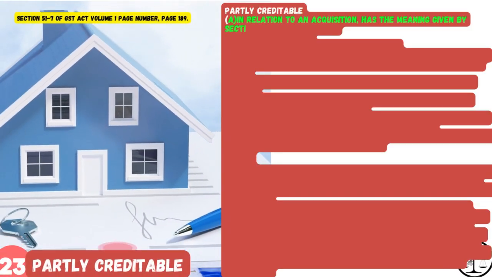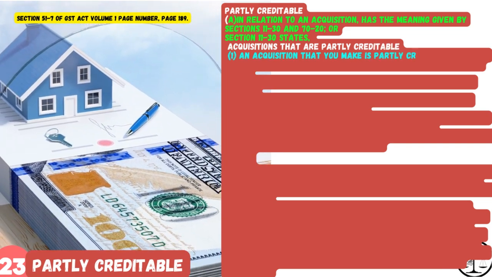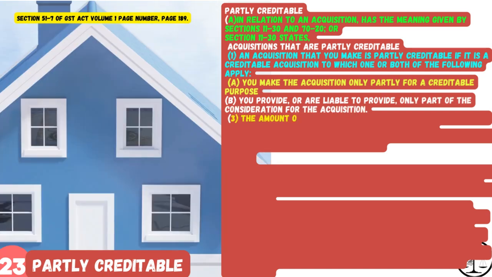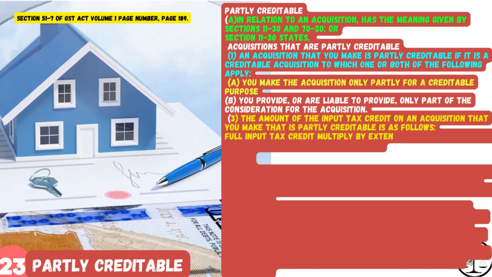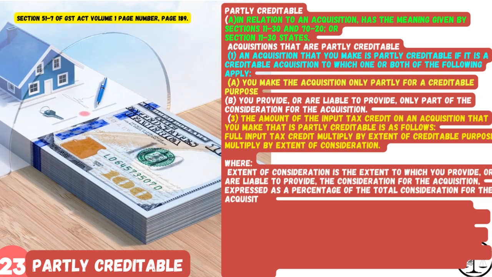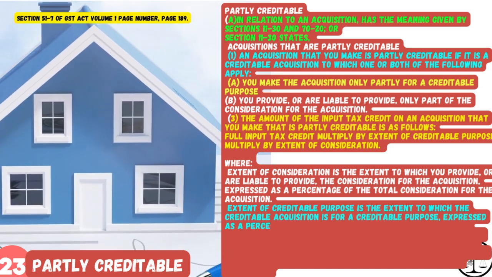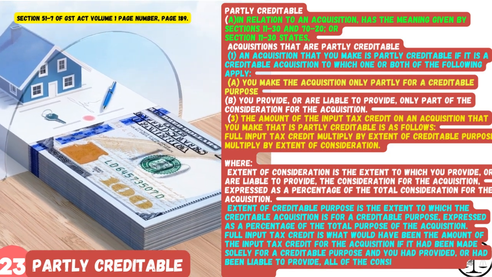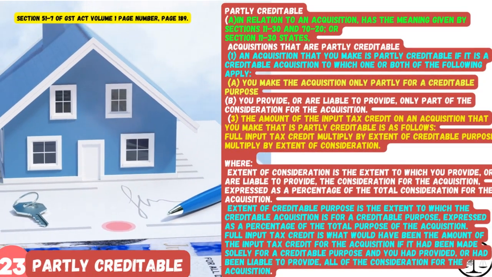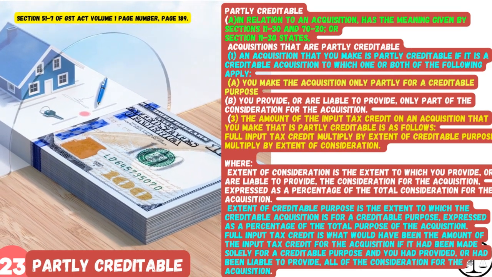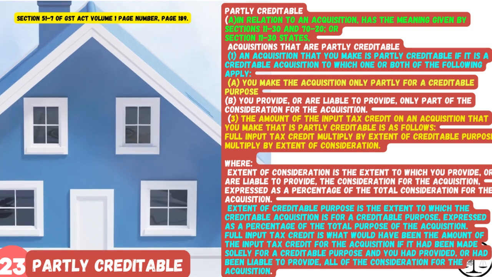Next word. Word number 23. Partly creditable. A. In relation to an acquisition, has the meaning given by Sections 11-30 and 70-20, or Section 11-30 states: Acquisitions that are partly creditable. 1. An acquisition that you make is partly creditable if it is a creditable acquisition to which one or both of the following apply. A. You make the acquisition only partly for a creditable purpose. B. You provide, or are liable to provide, only part of the consideration for the acquisition.